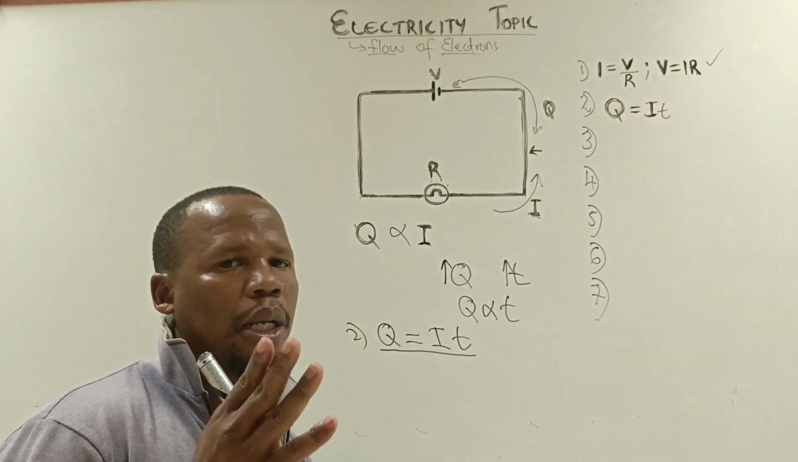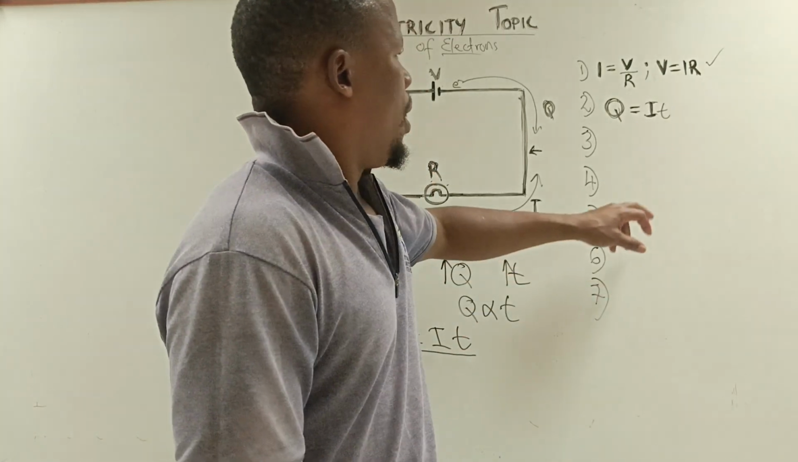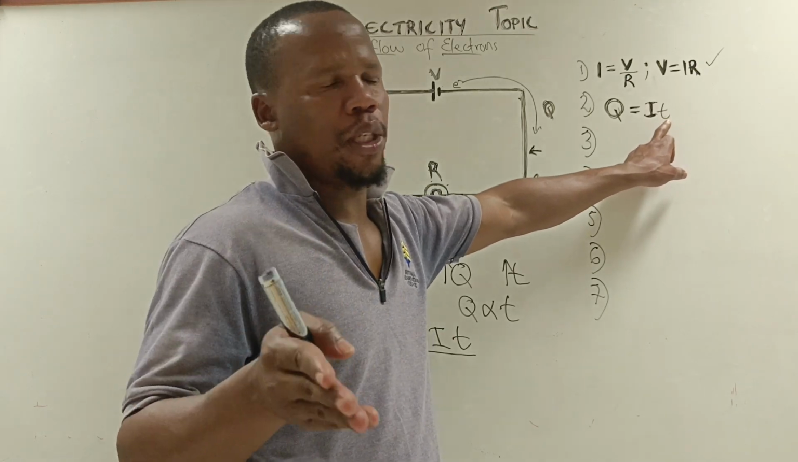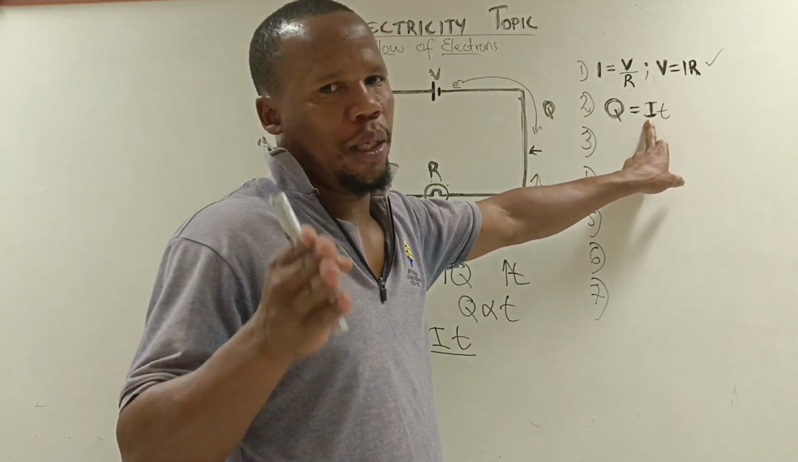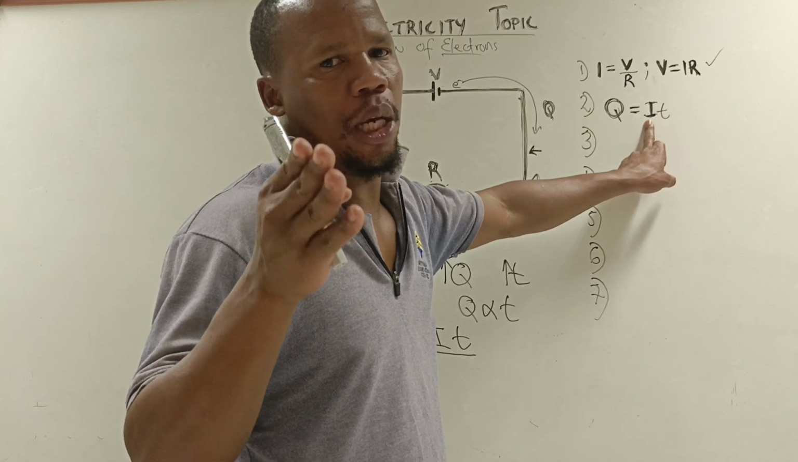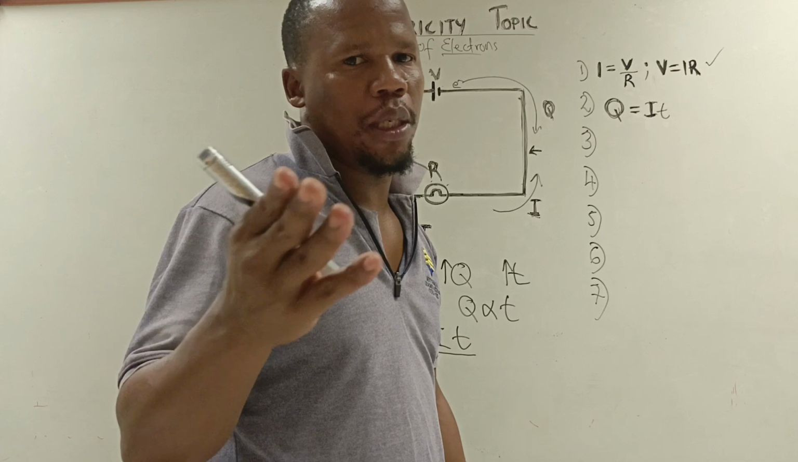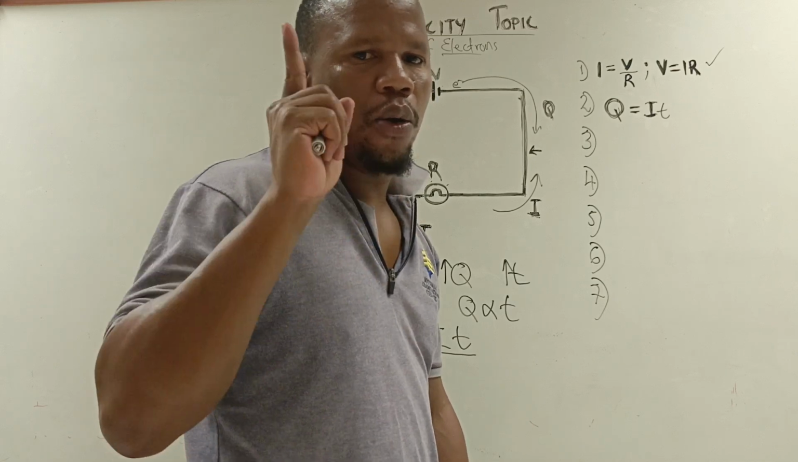Can we measure time? Yes, we can measure time with this stopwatch. Can we measure current? Yes, we measure current with this ammeter. There's only one thing, charge, that we cannot measure. So we have only one formula, one variable.